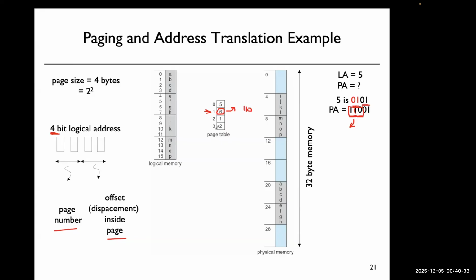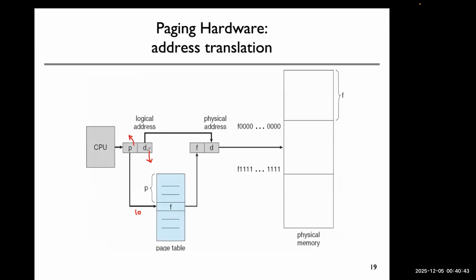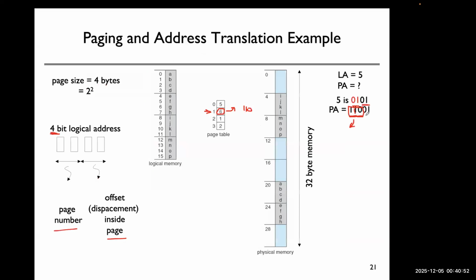And then remember that the offset is the same in the logical address and the physical address. If I take you to the previous slide, you simply copy over these offset bits and concatenate them with the frame bits, right? So here the offset bits are the same. So the physical address is 11001, right? So it is basically saying frame number 6.